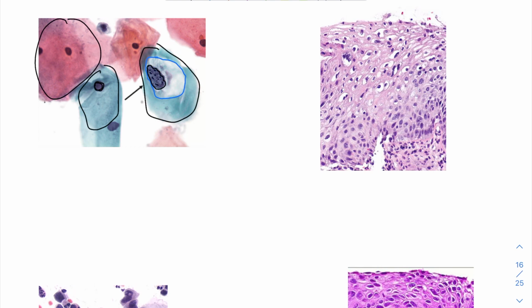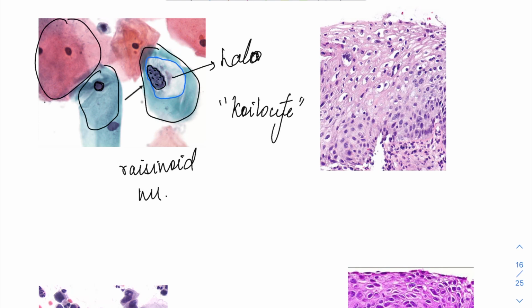This kind of nucleus is called a raisinoid nucleus, which is surrounded by this perinuclear halo. So this cell is going to be called a koilocyte. Koilocyte is the cytopathic effect associated with HPV. This lesion is going to be called an L-cell lesion, that is, LSIL. The corresponding histopath image of this L-cell lesion is on the right side here.